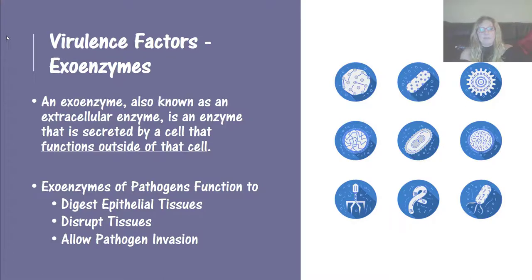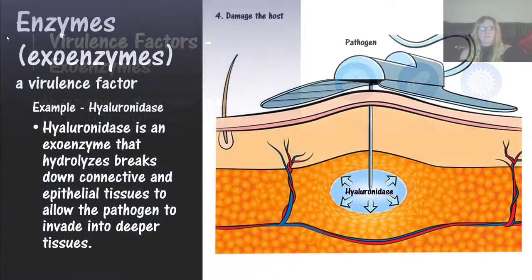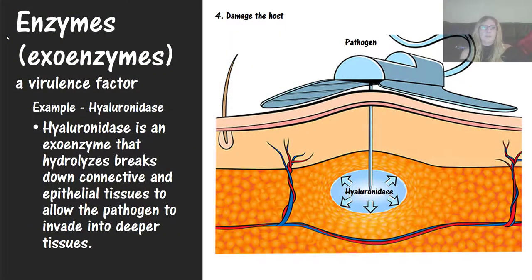Exoenzymes of pathogens function to digest epithelial tissues, disrupt tissues, and allow pathogen invasion. For example, hyaluronidase is an exoenzyme that hydrolyzes or breaks down connective tissue and epithelial tissue to allow the pathogen to invade deeper into the tissues.